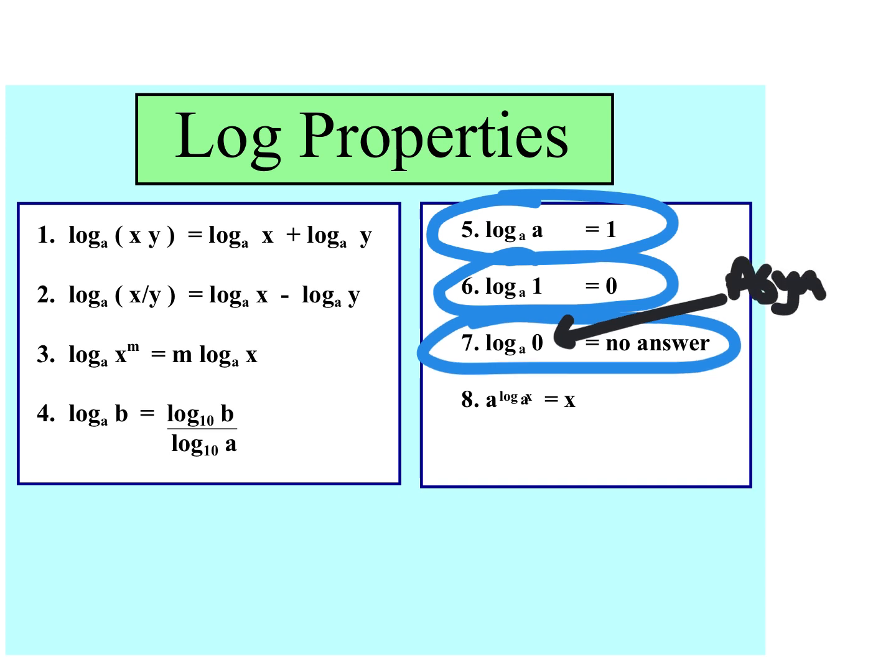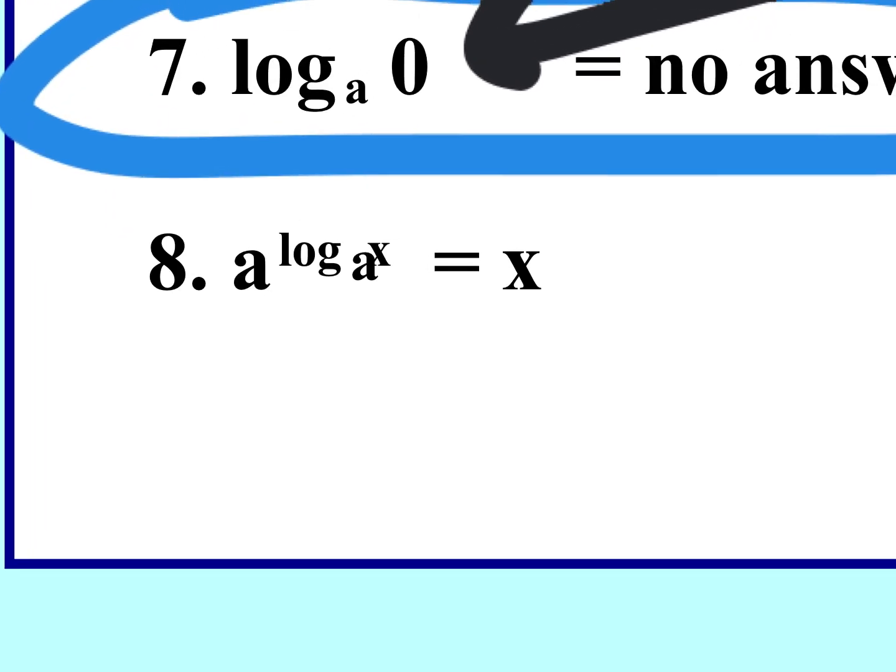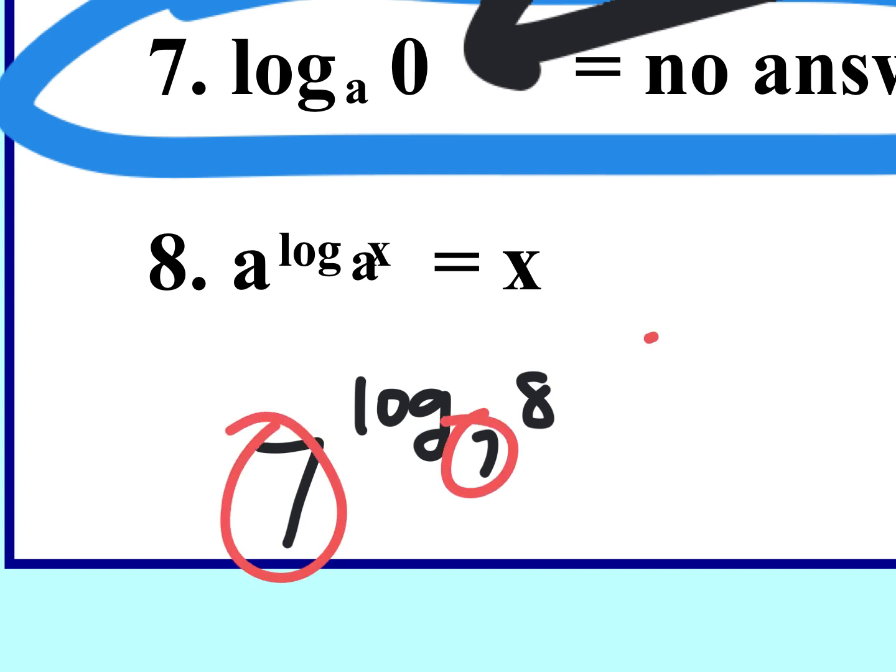When you make the argument part zero, you're getting the asymptote. I did mention this one before. When the bases are the same, like 7 to the power of log base 7 of 8, can you look at that property and tell me what the answer is? It's 8. Why? Because the bases are the same. The answer's already there. And I proved it the other day. I'll just briefly prove it again.